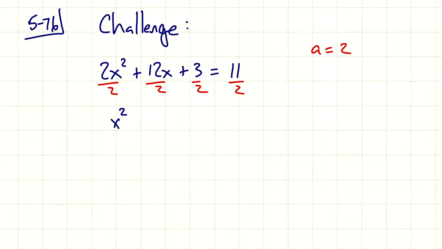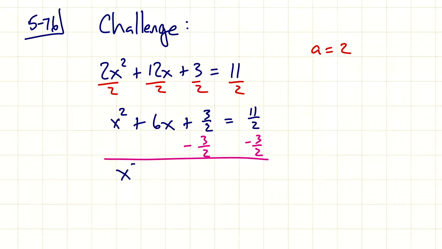I hope it does. So this is going to be x squared plus 6x plus 3 over 2. I'm going to just leave it as 3 over 2. Or it's 1.5 if you want it as a decimal, equals 11 over 2, which is 5.5 if you want it as a decimal. So for now, I'm going to leave it as a fraction, unless I feel I really need it as a decimal. All right, so the first step, now that I've gotten rid of that 2, the next step would be to subtract this 3/2 from both sides.